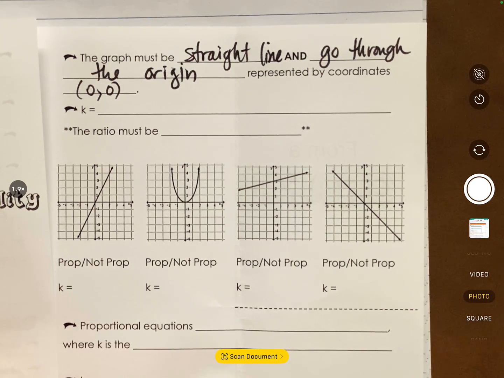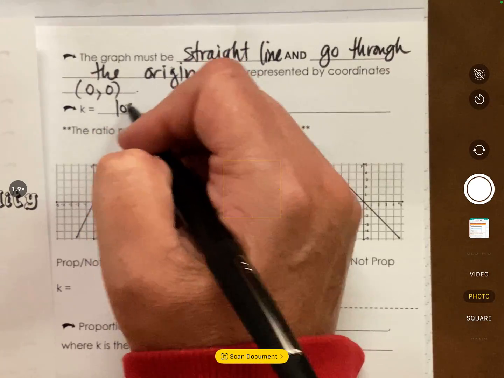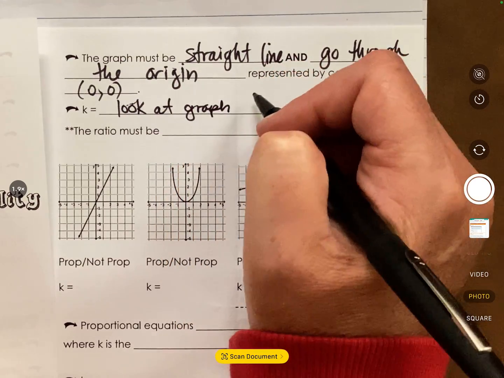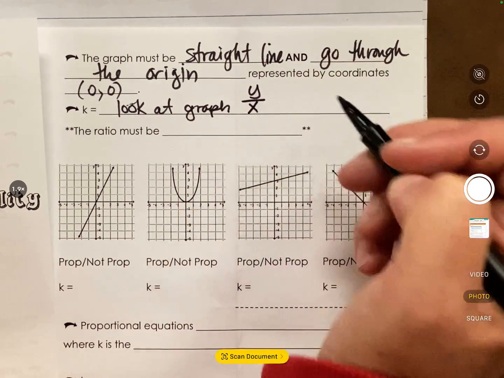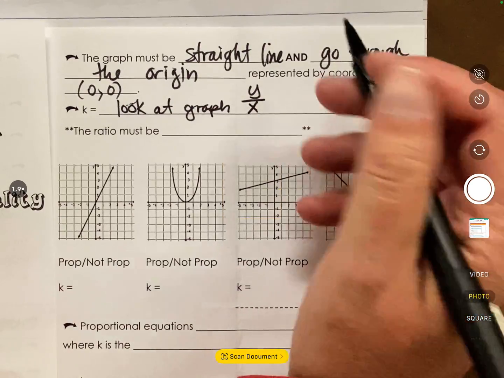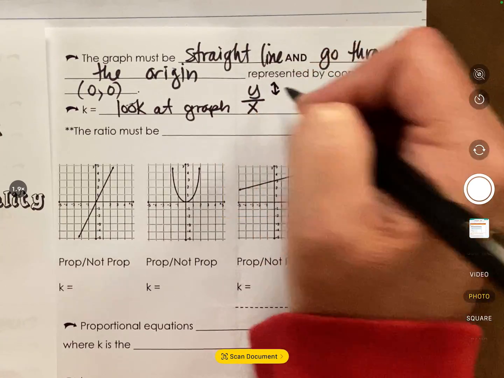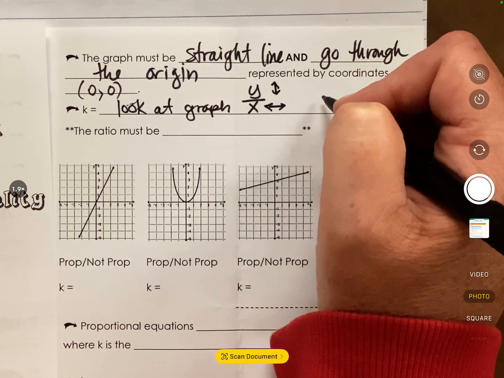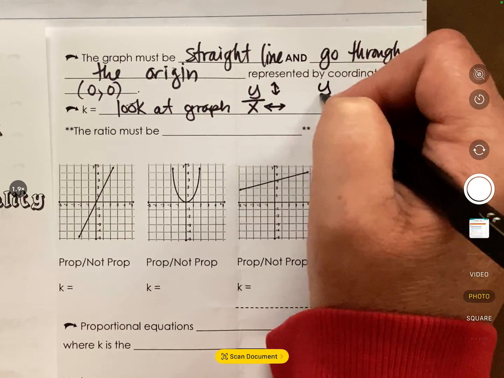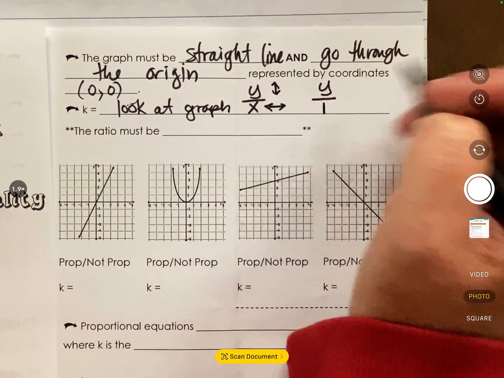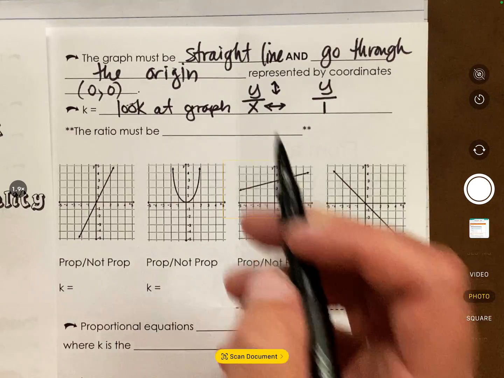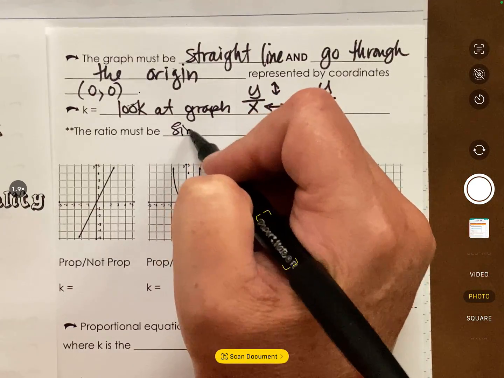When we're finding the K for a graph, we do need to look at the graph, and we need to look at the y over x. So we find a point on the line and we look, okay, what is the vertical distance and the horizontal distance? Because we want our K to be a unit rate, we can find the y when x is 1. Remember that your ratio must be simplified.